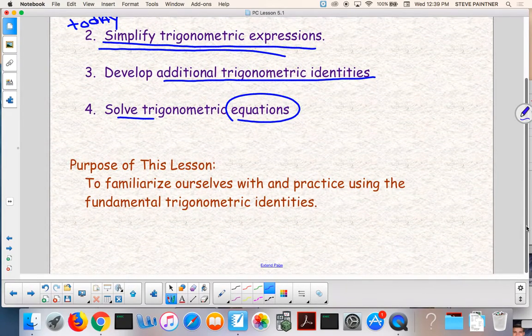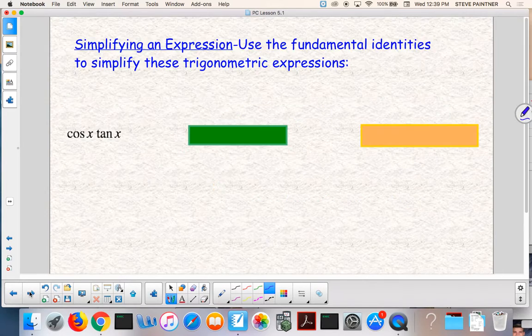Now, I have to tell you something about identities. It takes a lot of thinking power to get from here to here to here to the answer. Sometimes you're going to say, oh, that's easy. And then sometimes you're going to go, oh, I don't know where to start. So you just have to get better by practicing. It's all you can do. Okay, so here comes our first problem.